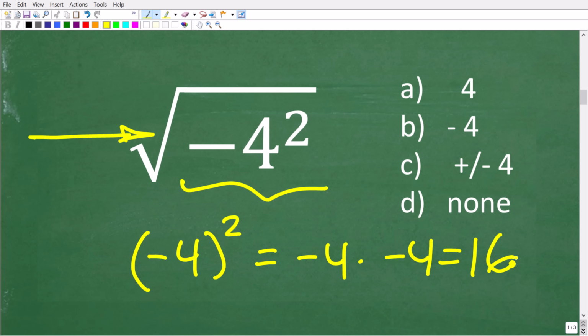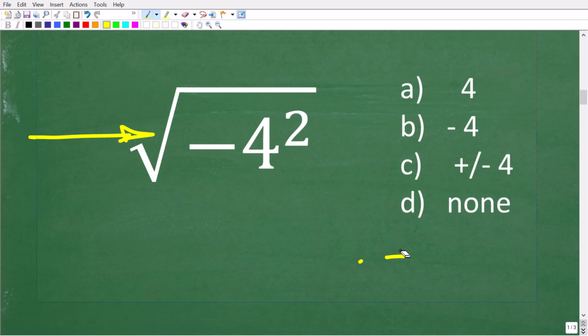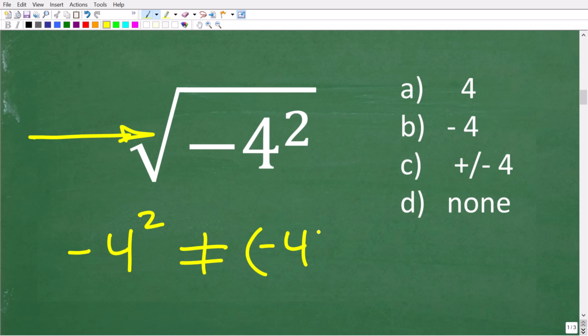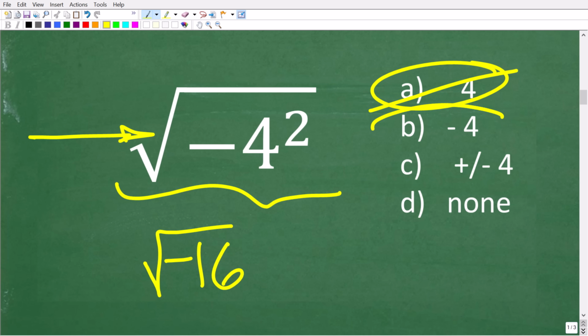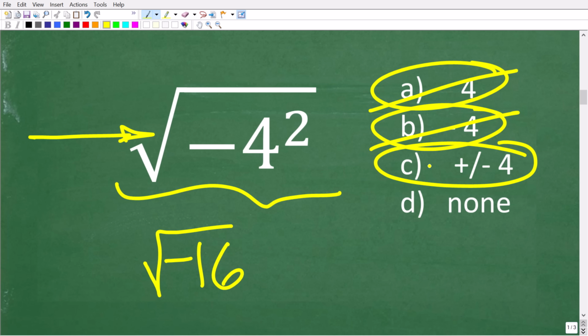Okay, so very, very classic error. And just to really drive this point home, negative 4 squared is not the same thing as parentheses negative 4 squared. This right here is a positive 16, and this right here is a negative 16. Okay, so if that's the case, what is this all equal to? Well, what we have here is the square root of negative 16. Now, we already saw that A is not the right answer, B is not the right answer, and C is not the right answer either. So the correct answer here is D, none of the above.